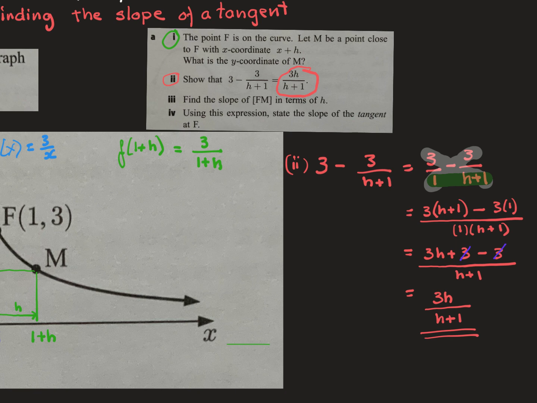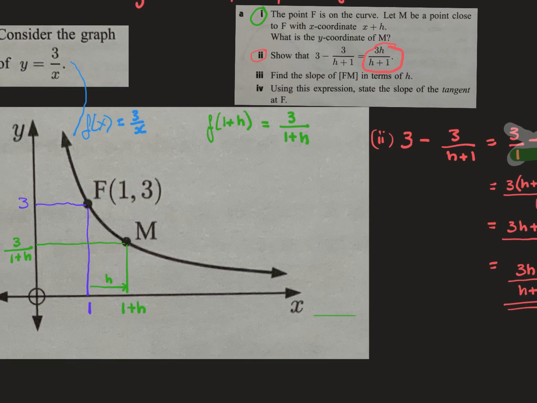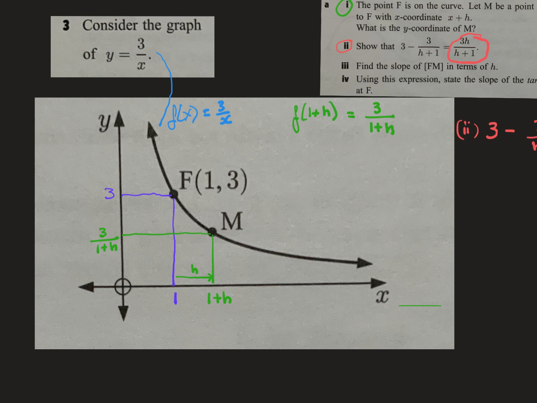Let's do part 3. This time we want to find the slope of FM in terms of h. So let's have a look at the slope of FM. The slope of FM means that I'm going to have to draw a line from F to M, and I want to find the slope of that particular line. So the slope is the y over the x, okay? So what we're looking for is the rise in y over the rise in x.